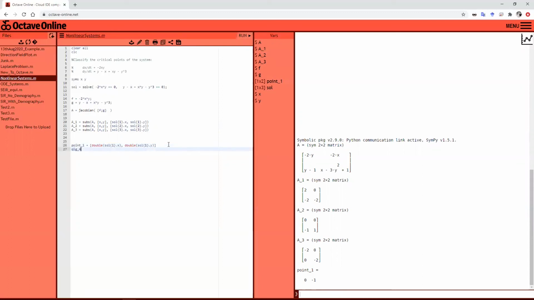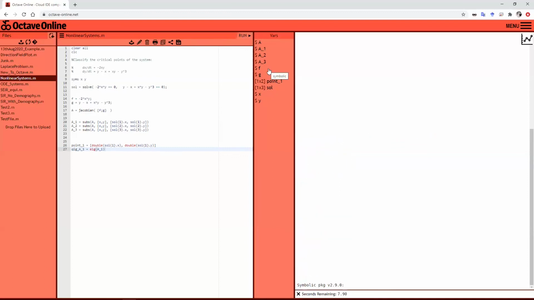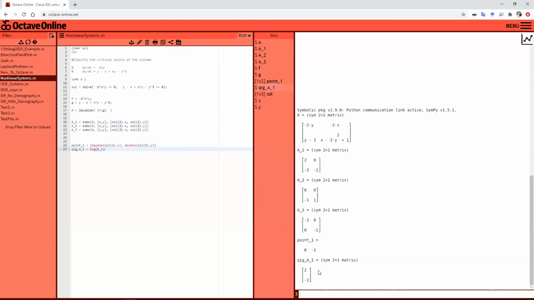Okay, so the point 1 here, we can write down the eigenvalue of A1 is equal to the eig of A1. Okay, and if I do that, what do I get? Well, hopefully it agrees with what I found previously. So here you can see I've got the matrix A1 up here. I've got the point 1 here, x equals 0, y equals negative 1, and the eigenvalues of that matrix A1 at this critical point, point 1, are 2, negative 2.